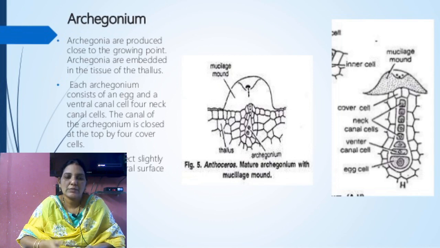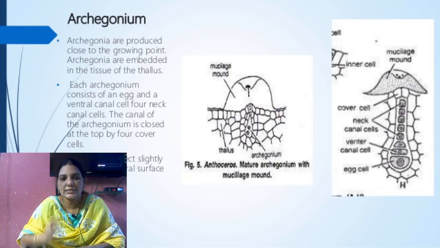The 3 peripheral cells divide again many times, and they form one flask-shaped structure, and on the outer side they form jacket layers. The middle axial cell divides again into 2 cells, an upper cell and a lower cell. The upper cell is called the neck canal cell, and the lower cell is called the venter canal cell. The neck canal cell again divides into 4 cover cells and 6 neck cells.